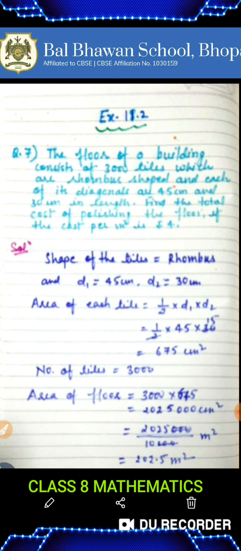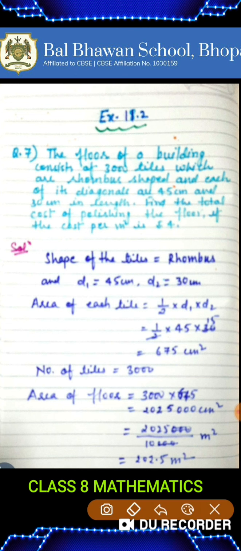What values are given here? First of all, we will see what is the shape of the tile in this question. The shape of the tile in this question is rhombus. Okay, and what values of rhombus are given? The values of both of the diagonals of rhombus are given, which are 45 centimeters and 30 centimeters.